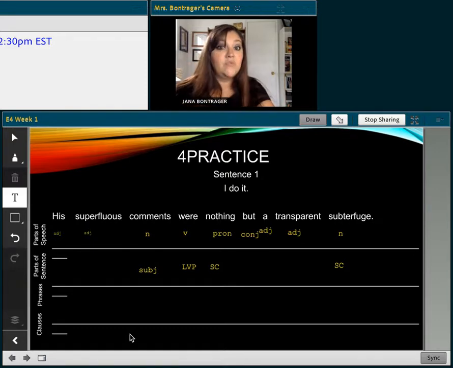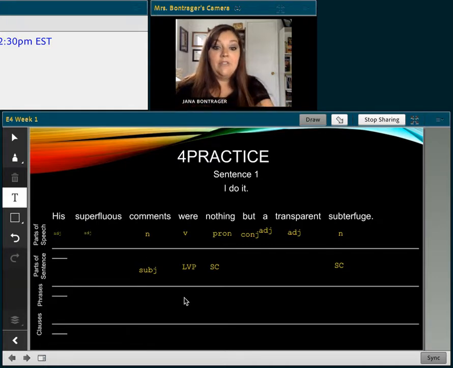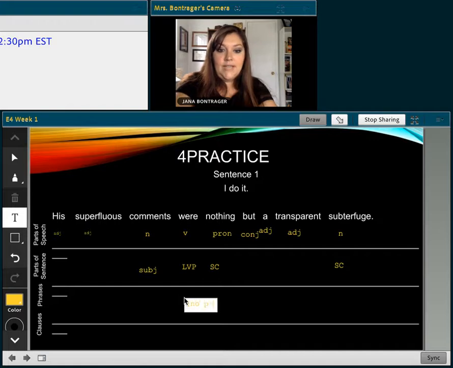Line 3 is phrases. Sometimes we don't have any phrases in a sentence. This is where we would put things like a prepositional phrase, gerund phrase, participial phrase, infinitive phrase, or appositive phrases. Those are the 5 different phrases that we could possibly have. In this sentence, we happen to have none. So I would say no phrases.